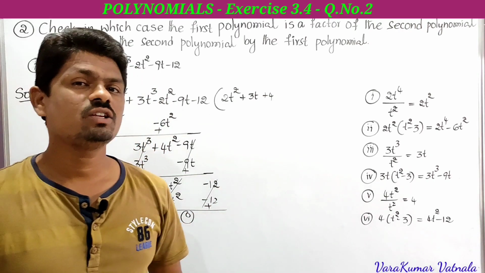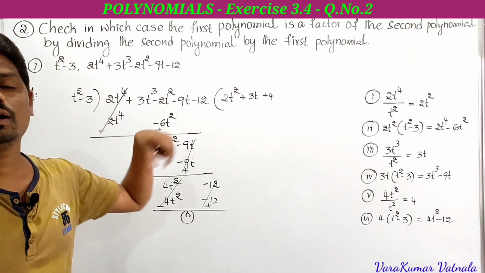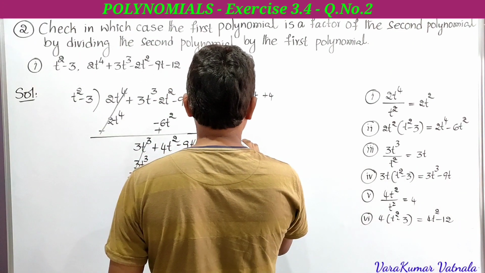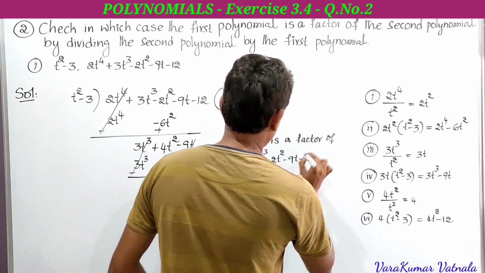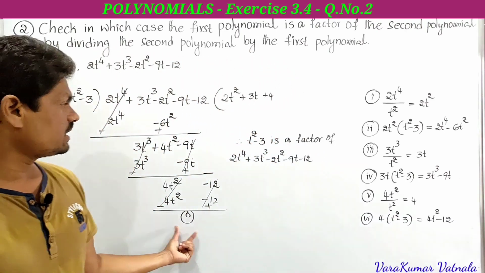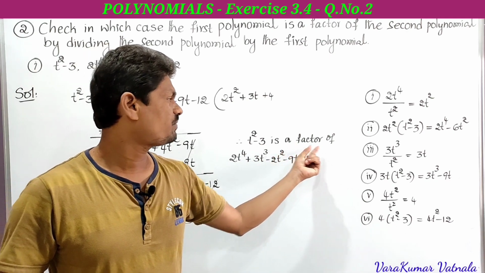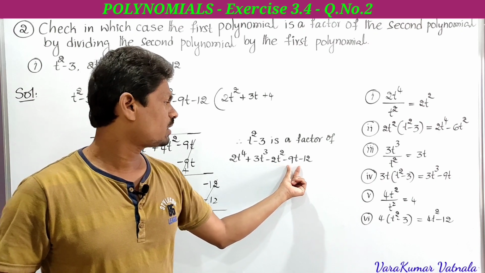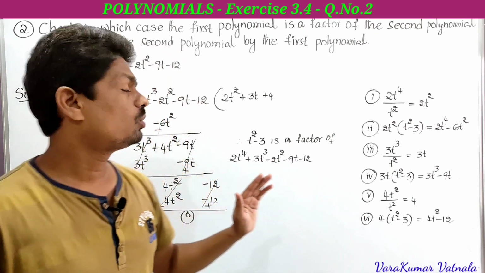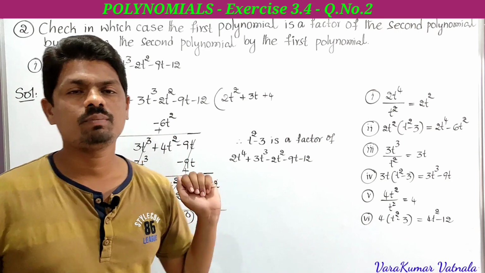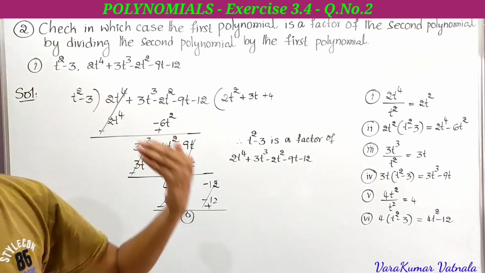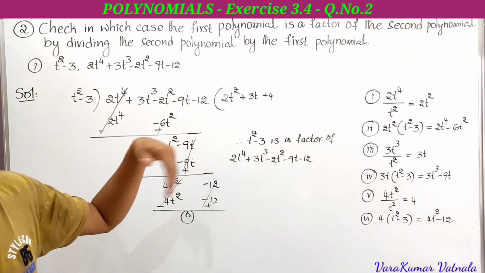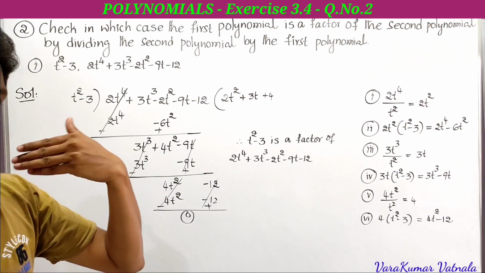Since the remainder is 0, we can say the first polynomial is a factor of the second polynomial. Therefore, since the remainder is 0, t square minus 3 is a factor of 2t to the power 4 plus 3t cube minus 2t square minus 90 minus 12. So this is the first bit in the second problem. Next we have to solve the second bit. Just remember the steps, follow the steps, and you can do it very easily.